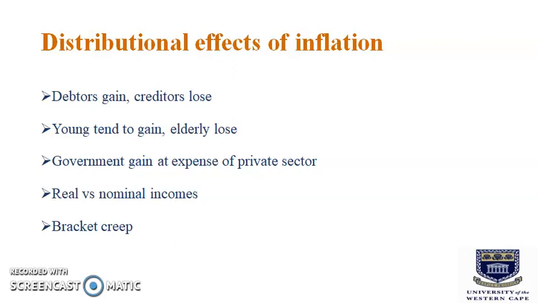The younger generation and the government tend to gain more from inflation at the expense of the elderly and the private sector, respectively. The government can benefit from inflation due to a phenomenon called bracket creep, which happens when inflation is combined with a progressive income tax system. Although the distributional effects of inflation are unplanned, they do not affect the overall performance of the economy.